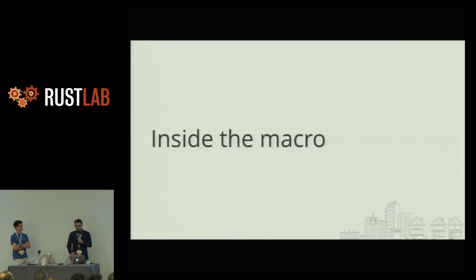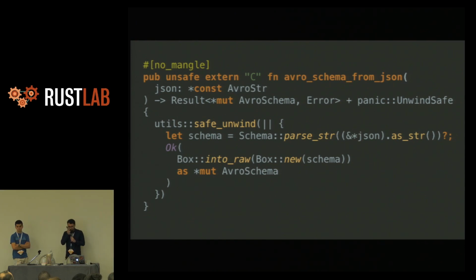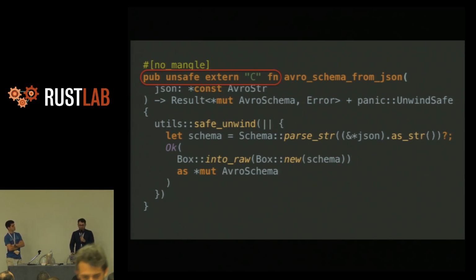So let's explode it. After the macro gets exploded, this is what we get. We get a no mangle on top, which basically says to the Rust compiler, don't be smart, don't mangle the name. We say that the function is to be accessed from something external, C. And we also have this thing. Someone mentioned before, in one of the questions, what happens when we have to unwind the stack because something happens? Well, this is what this utility does.